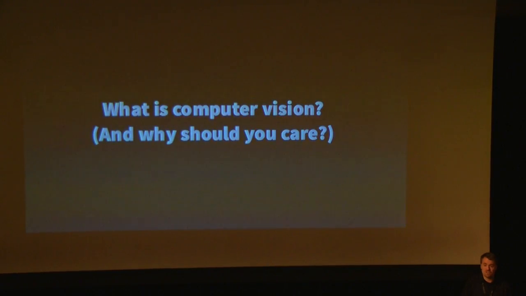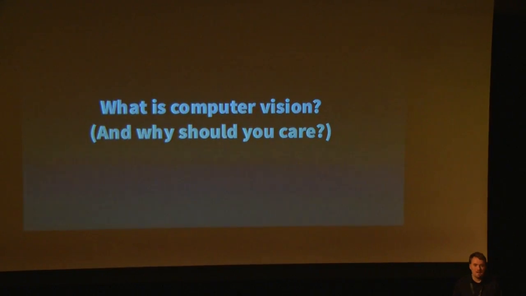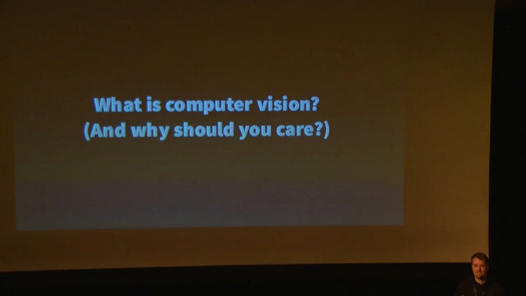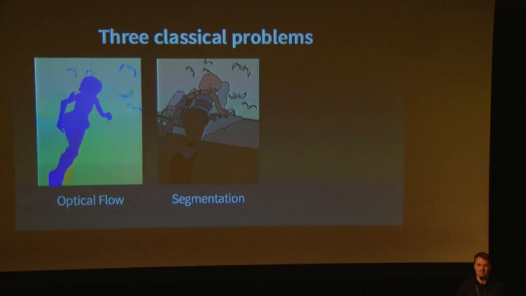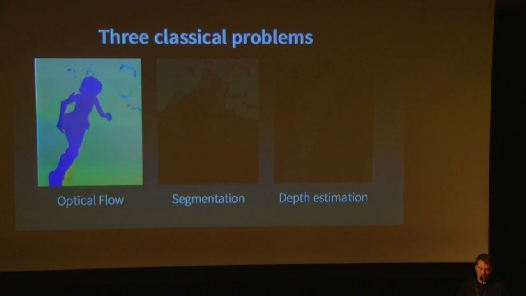Okay, so to start, what is computer vision and why should you care? In the highest level sense, computer vision is image understanding. So I have an image or a video sequence and I want to make some sense of it. For example, I want to describe what's going on, I want to detect objects, etc. We are not there yet. So instead we're going one level lower and motivated by looking at three classical problems in computer vision: optical flow, segmentation, and depth estimation.